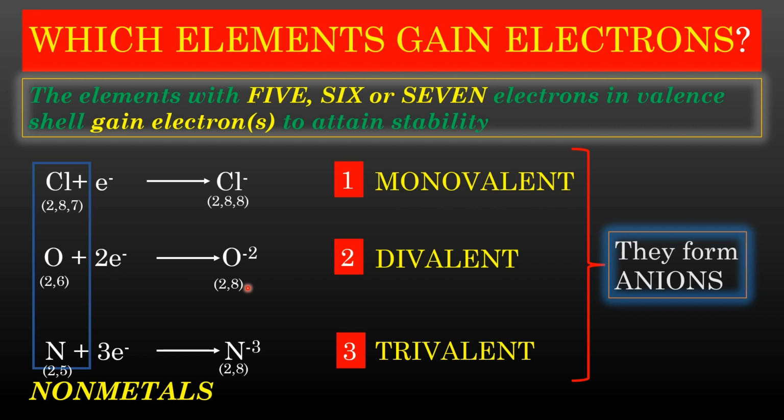Because it is gaining 1 electron, its valency is 1, so it is again monovalent. Oxygen gains 2 electrons and becomes stable, so it's divalent. Nitrogen gains 3 electrons and becomes stable, it is trivalent. When atoms gain electrons, they form negatively charged ions. We call them anions.